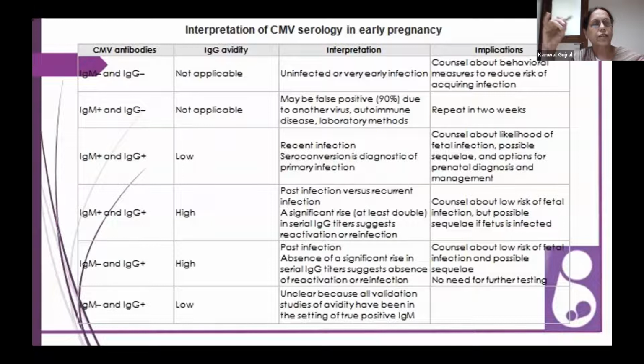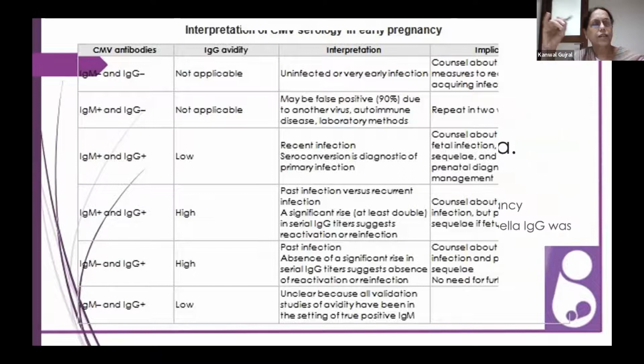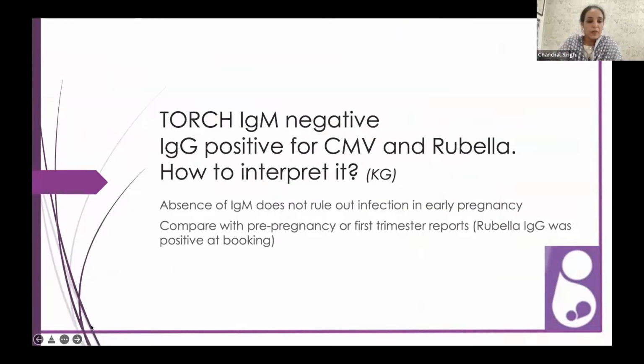And it is here that avidity comes into play. High avidity means more than 6 months, low avidity means less than 3 to 4 months. So if IgM is negative and IgG is positive, it is a past infection, but that does not mean she cannot get a reinfection or reactivation. We have to repeat this IgG in about 2 weeks' time. At least a doubling should be there for us to label it as a recent infection. But once avidity is high, the sequelae to the baby are going to be lesser. This is what we will call conservation. Good.